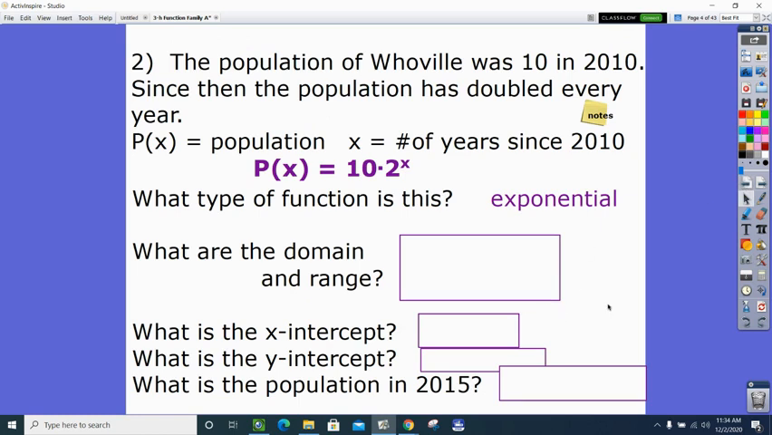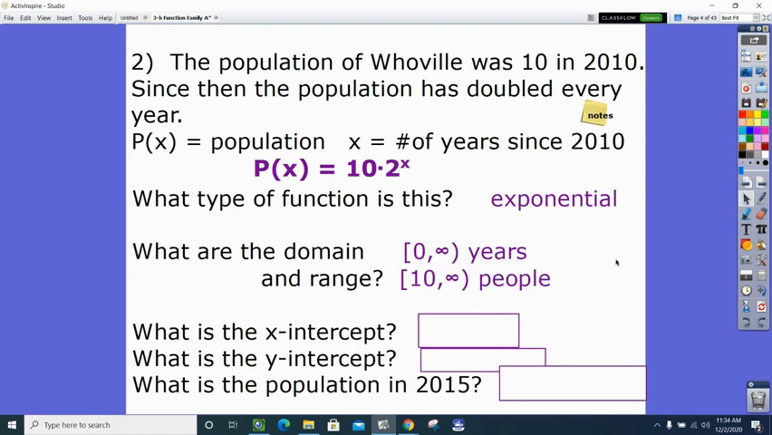And again, you can be doing this on a notes page. You could be doing it on paper. So we just mentioned the domain and range. I'm just going to show you that. X-intercept wasn't happening. Y-intercept was the initial amount.